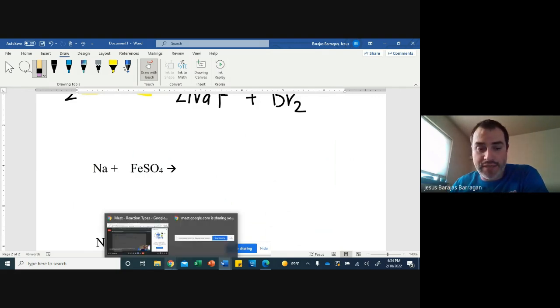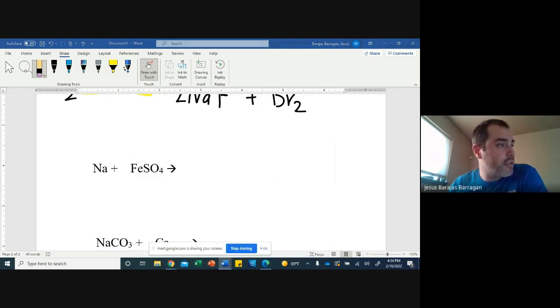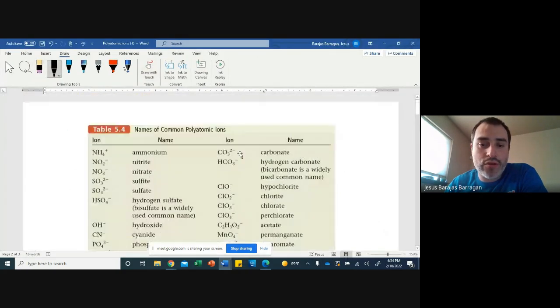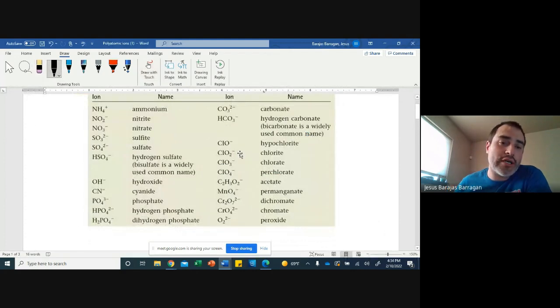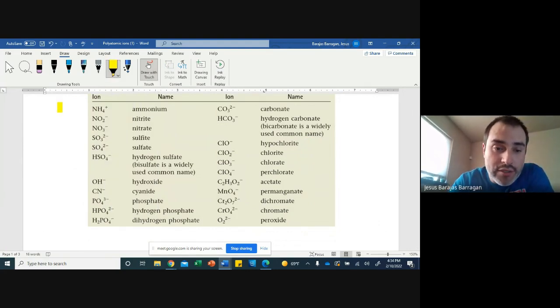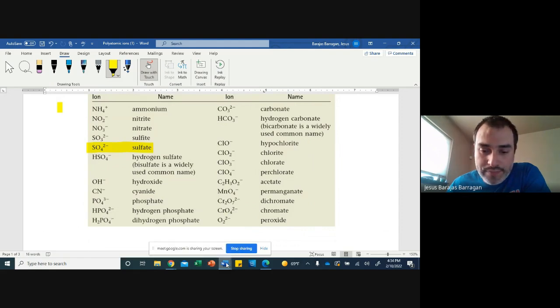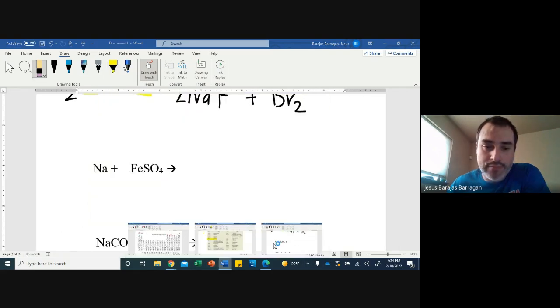Let's see, where is my table of polyatomic ions? Right here. Okay, we're looking for sulfate, SO4. I'll highlight it with yellow so that you can see it. Sulfate is right there. It is SO4 and it has a 2 minus. So let's go ahead and go back to the problem, and let's go ahead and include the fact that it has a 2 minus. All right.